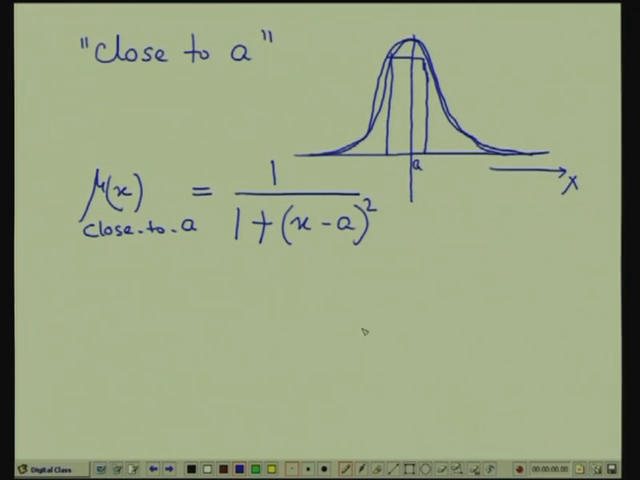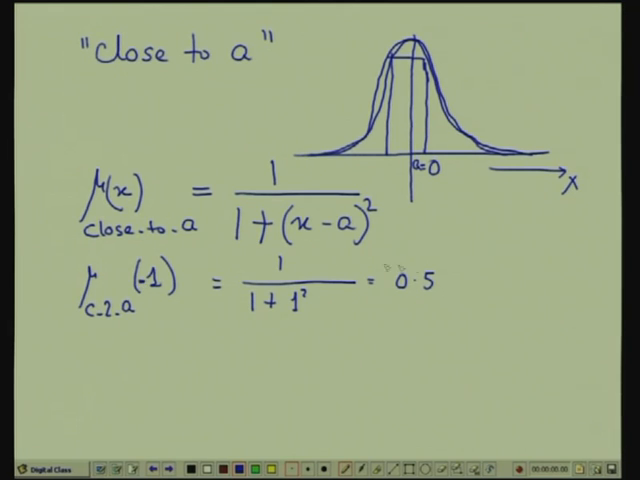Just to verify this, suppose this a is 0. In that case, mu of, say I am writing as, close to A, the membership of 1 in that set will be 1 by 1 plus 1 square, that is 0.5. The square part will take care of minus 1 also, because minus 1 will also be 0.5. We can see that the curve is of symmetric nature, all right.